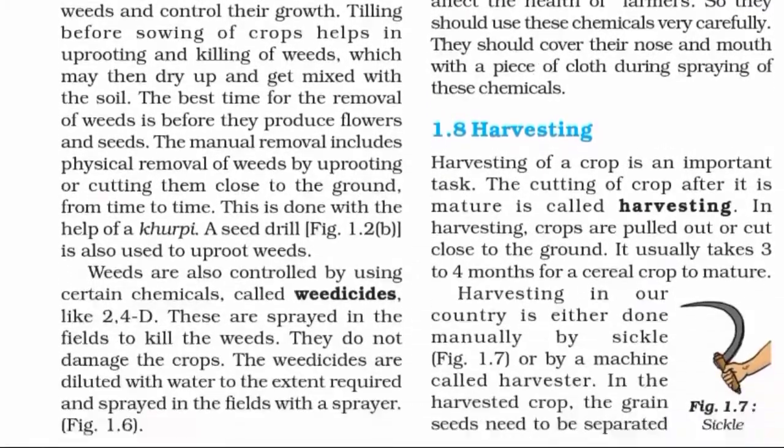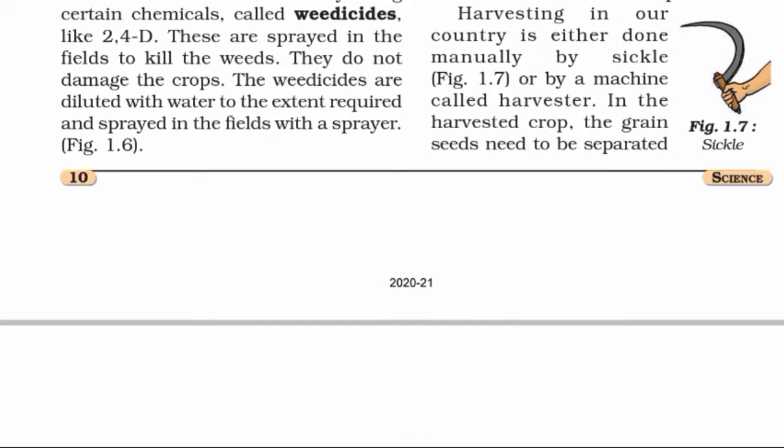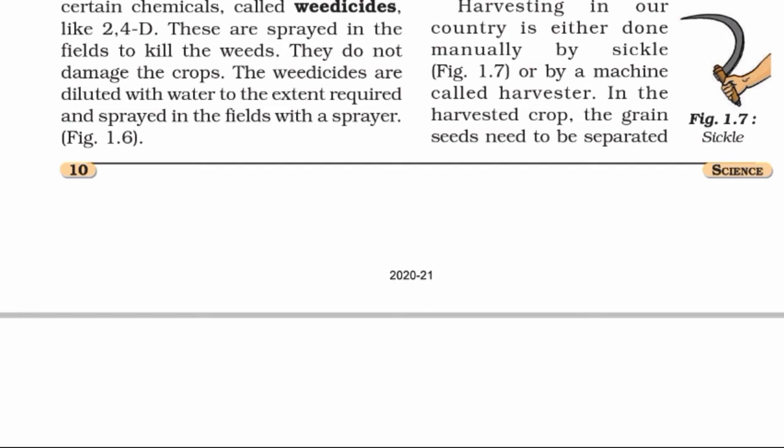1.8 Harvesting. Harvesting of a crop is an important task. The cutting of crop after it is mature is called harvesting. In harvesting, crops are pulled out or cut close to the ground. It usually takes 3 to 4 months for a cereal crop to mature. Harvesting in our country is either done manually by sickle, please see figure 1.7, or by a machine called harvester. Figure 1.7 shows a sickle.